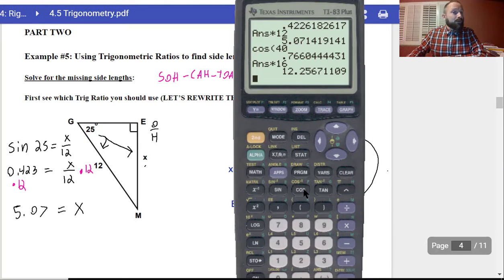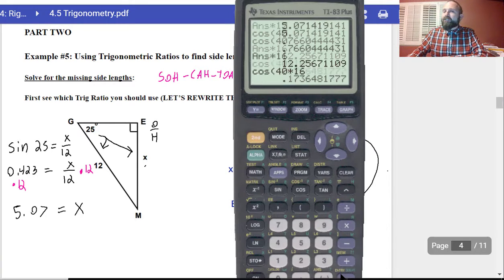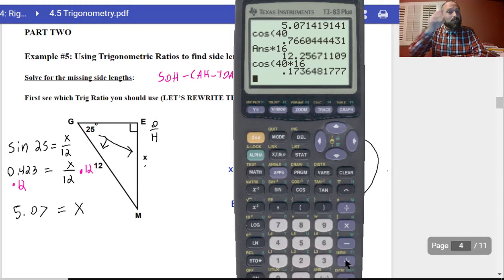If you do not close certain parentheses, it's going to give you a different answer. So for example, I found the cosine of 40 and then I multiply by 16. If I find the cosine of 40 and I forget to close it with the other parenthesis and I times it by 16, what I'm pretty much telling it to do is find the cosine of 40 times 16, which is completely different than find the cosine of 40 and then times 16. As you can tell right here, 12 is not the same thing as 7.17. All right, let's go on.